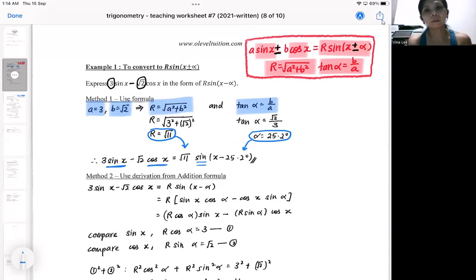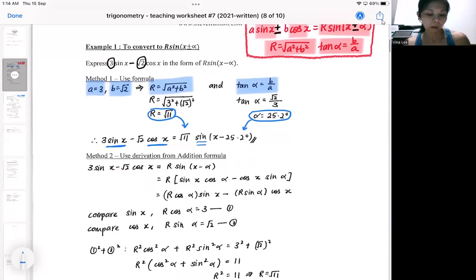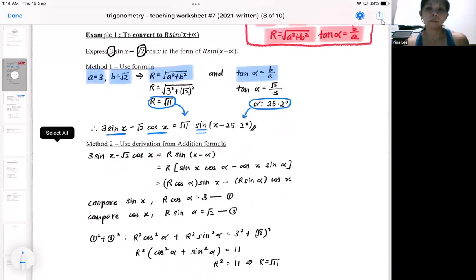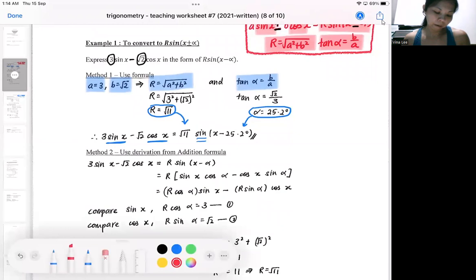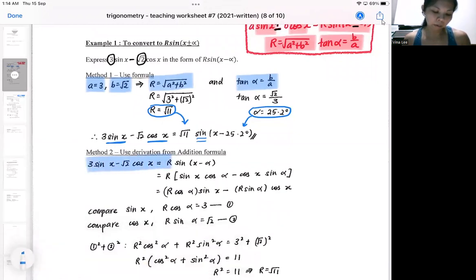But for some schools, your teacher may go through the derivation. They may make you present the derivation. So this part, I'm going to explain. If you are the one whose teacher goes through this method too, then during the exam, you have to present method 2. To do method 2, it came from an addition formula. So we are going to convert this into the R formula for sine function.